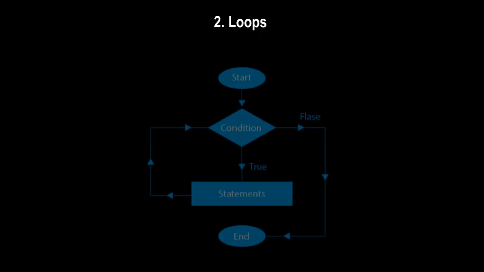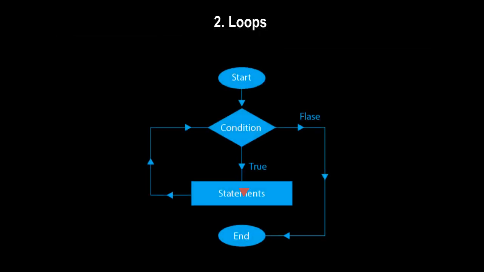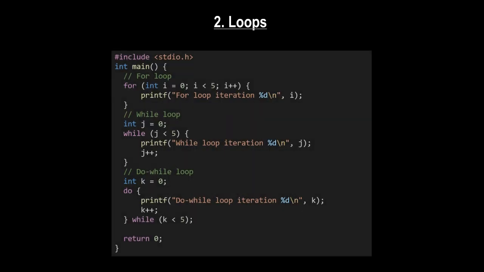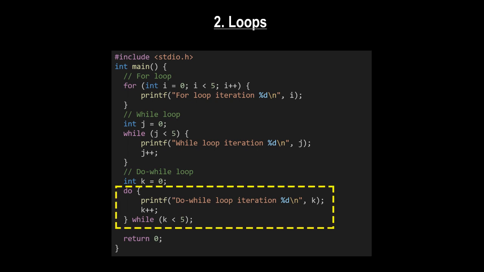Next, let's talk about loops. Loops allow us to execute a block of code multiple times. The three main types of loops in C are for, while, and do-while. Here's how each of them works. In these examples, each loop prints the iteration number from 0 to 4. Notice how the do-while loop guarantees at least one execution of the loop body.